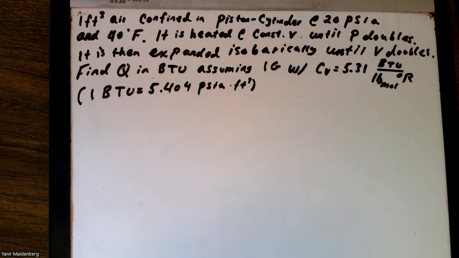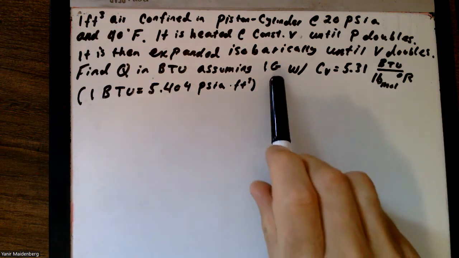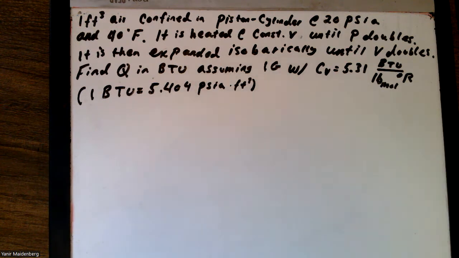The first process is that it will be heated at constant volume, and the pressure will double. Then it will be expanded at constant pressure until the volume is doubled. Okay, and we want to know the overall heat that's associated with both of these processes together. We're going to assume ideal gas when I'm giving you here the specific heat to use.